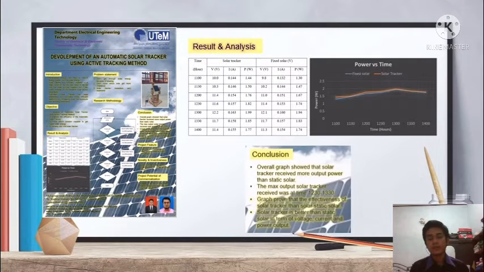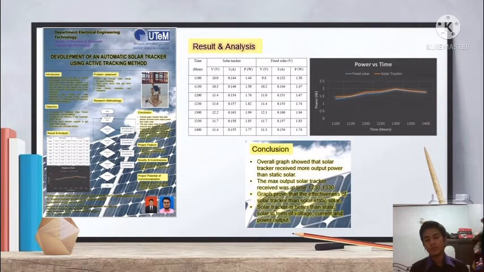For result and analysis, this experiment will be conducted for 4 hours, starting at 11 AM and ending at 2 PM. There are 2 types of solar used. The first one is the solar tracker and the next one is the static solar. The voltage, current and power output will be measured, and the values will be recorded in a table to make the comparison graph between solar tracker and static solar.